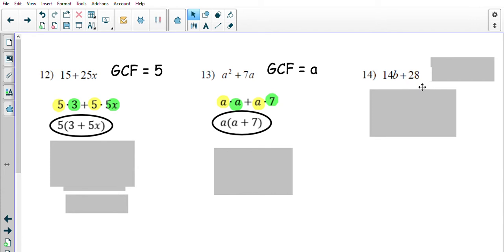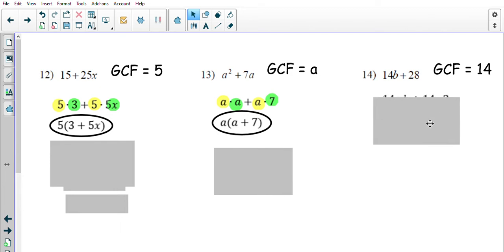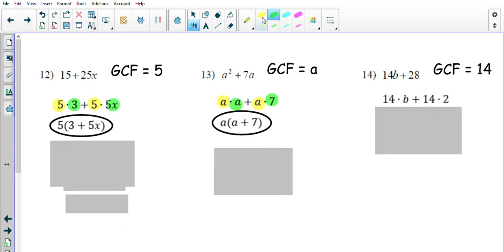Now, my greatest common factor of 14 and 28 is not 7. It's not 2. It's 14. So rewrite this as 14 times b plus 14 times 2. You've got to take the greatest common factor out.